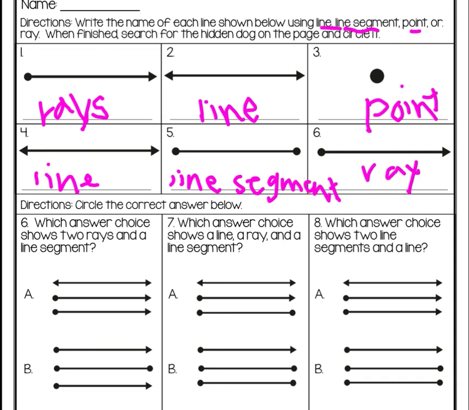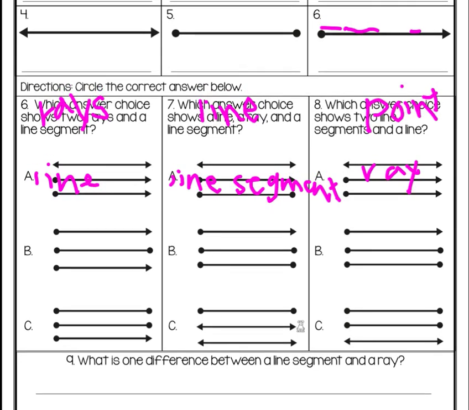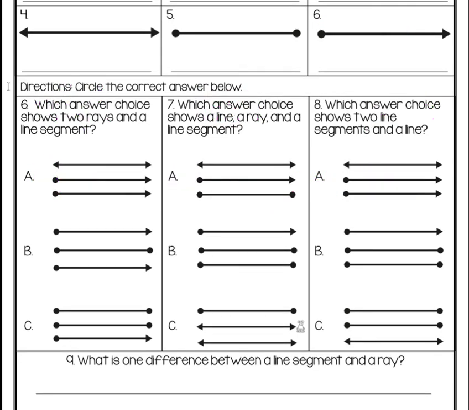Now let's try the next question. Which answer choice shows 2 rays and a line segment? We know rays have a point and they go on in one direction, so we're looking for 2 of them. This still counts, this still counts. Oh, this one does not have 2 rays, so we can cross that out.